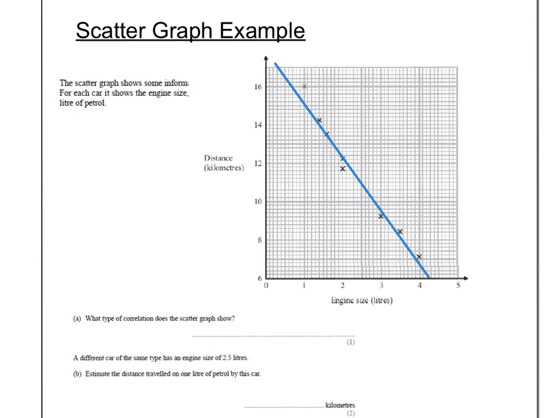Now, let's go to the first question. What type of correlation does this scatter graph show? So what's it showing? Basically, it's showing that as the engine size increases on the car, the distance that the car travels on 1 litre of petrol decreases. So from left to right, you can see that our pattern goes downwards from left to right. Okay, that's called a negative correlation.